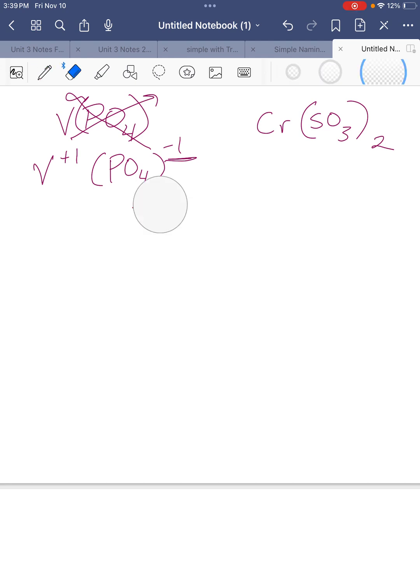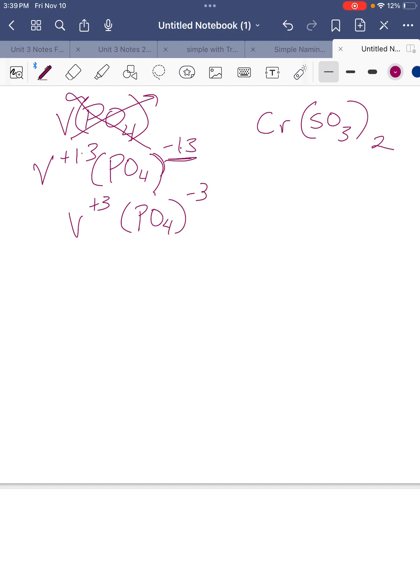So what I'm going to do is unsimplify, because if it's not what it's supposed to be, it's simplified. I multiply by 3. So I get vanadium +3 and PO4 -3, and I'm going to name this vanadium 3 phosphate.